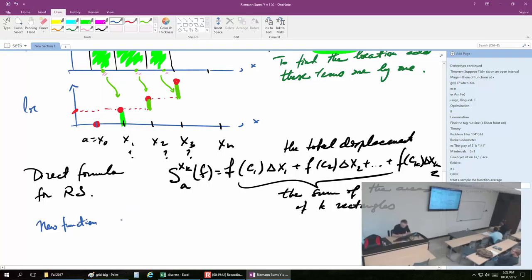So we start with the velocity and then proceed to do the Riemann sum. So suppose we have the velocity, f is the velocity, and we have built a new function. Okay, so this is a new function.